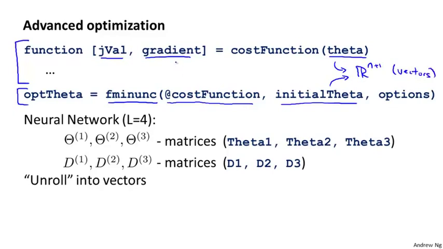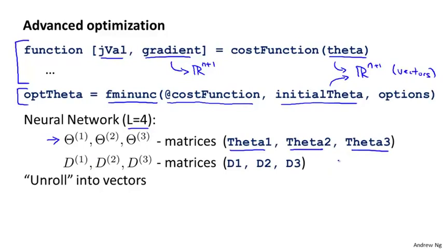And it also assumes that your cost function will return as a second return value this gradient, which is also like R^n or R^(n+1), so also a vector. This worked fine when we were using logistic regression, but now that we're using a neural network, our parameters are no longer vectors, but instead these are matrices, where for a 4-layer neural network we would have parameter matrices theta 1, theta 2, theta 3 that we might represent in Octave as these matrices Theta1, Theta2, Theta3.